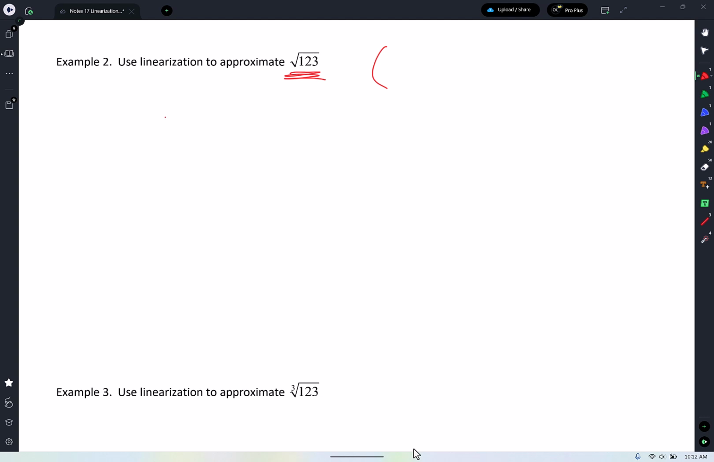Yeah, 121. What's the square root of 121? 11. So the number I'm going to choose is 121. This is going to be my point of tangency. That's where I'm going to find my tangent line. The function is going to be square root of x.